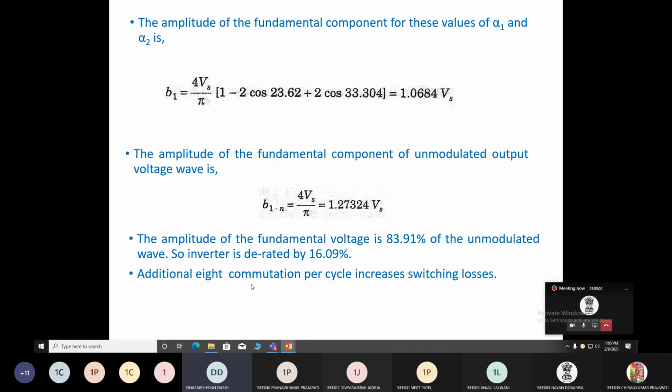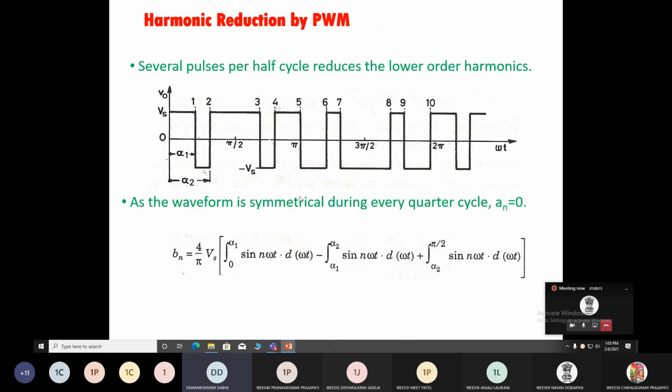Another drawback is that 8 additional commutations per cycle are added. So that will increase the losses. As we know, in the square wave inverter you turn the switch on and off only 2 times in a single cycle. Clear? But in this waveform, if you count one cycle from 0 to 2 pi, you turn on and off 10 times. It means you require 8 extra on and off operations of the switch. So that will increase the switching loss. Clear?